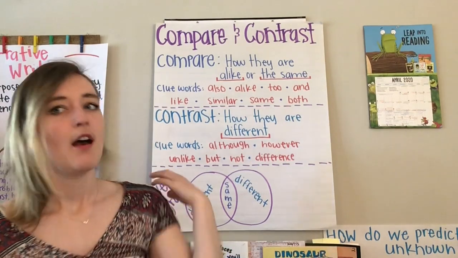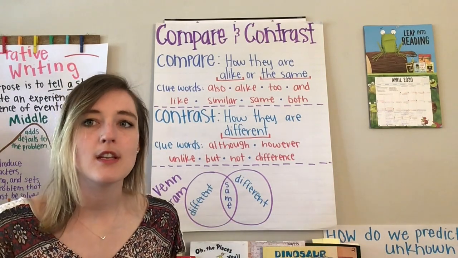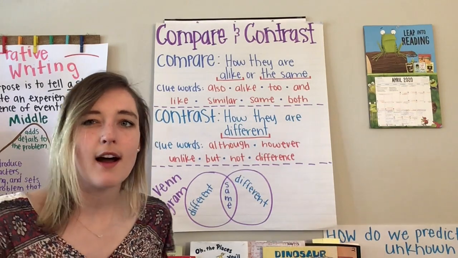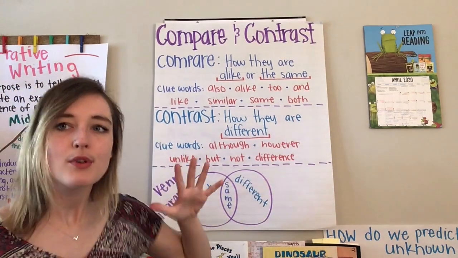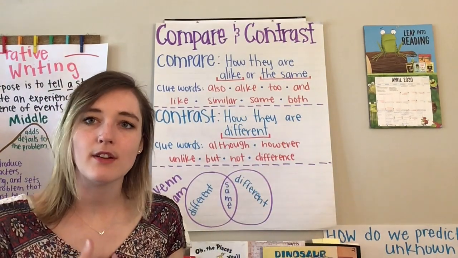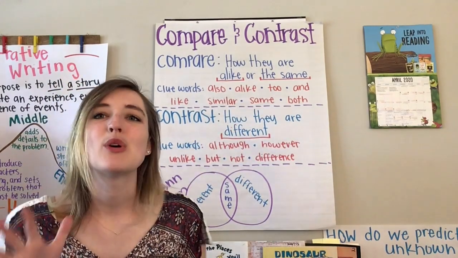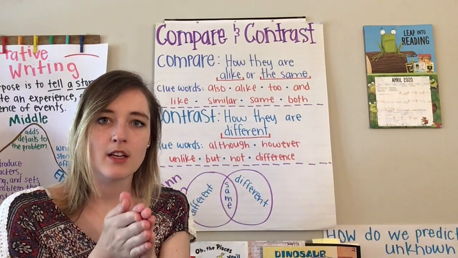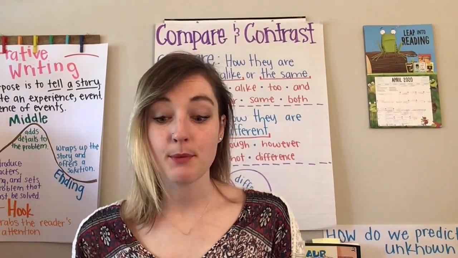Then we have the word contrast. Contrast means the opposite, so how they are different. Some clue words are although, however, unlike, but, not, and different. The differences in our Venn diagram are on the other sides of the two things that we're comparing. So this is a Venn diagram where we look at where things intersect, meaning where they compare, where they're alike, and then how they are different. A really quick, brief introduction on what compare and contrast is. Compare, alike. Contrast, different.